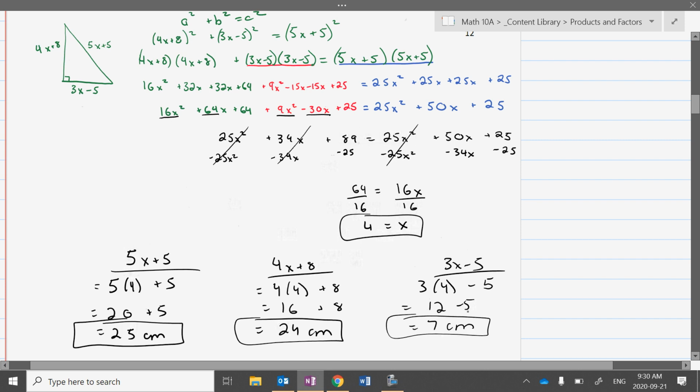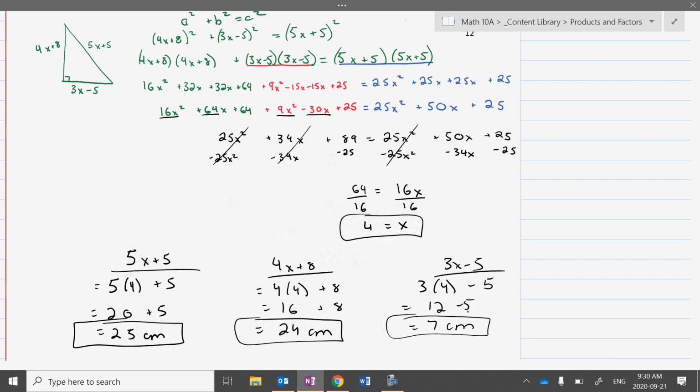Whenever you're doing a triangle that has Pythagorean's theorem, a right triangle, pause and do the check. Is your hypotenuse the longest side? 25 is longer than 24, so you know you did something right. So that's a good check that you can always do.